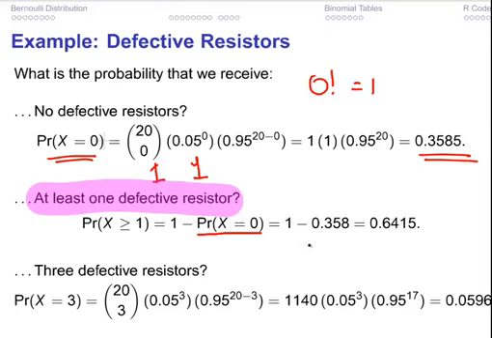To calculate the probability of at least 1, we would simply do 1 minus 0.3585, and we would get 0.6415. So that's the probability of getting at least one defective resistor. That's the complement rule, handy to always keep it in mind.